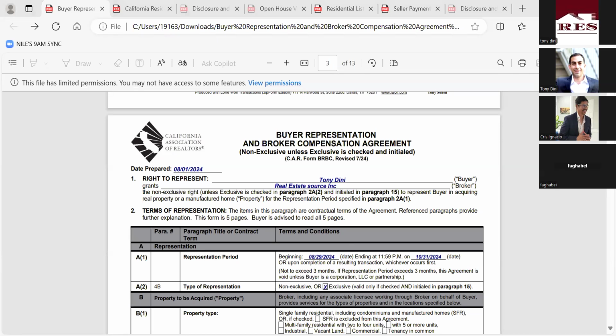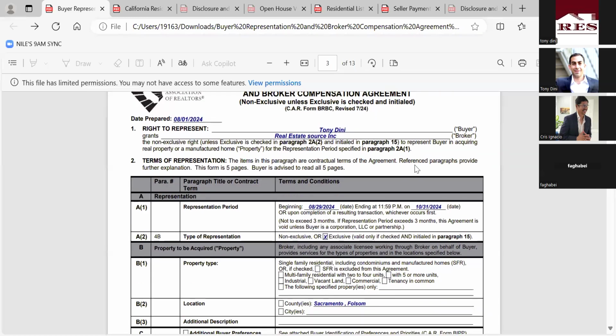And let me go back to my screen. Okay, now I hope everybody can see the buyer representation agreement and compensation that it is there. And that is the big elephant in the room. I wanted to go over a few items on this.